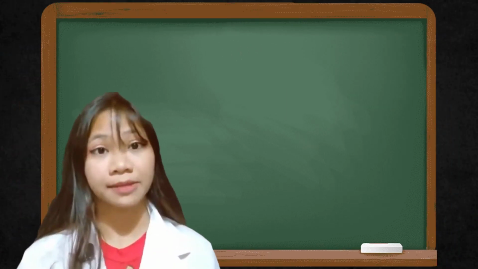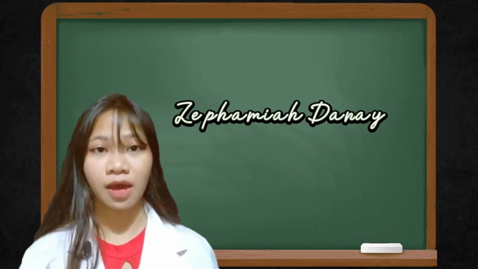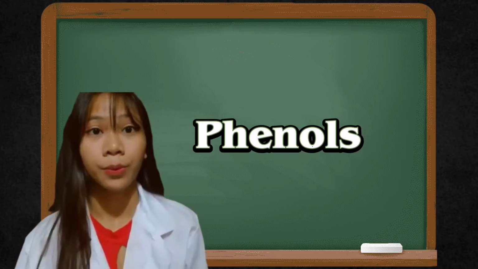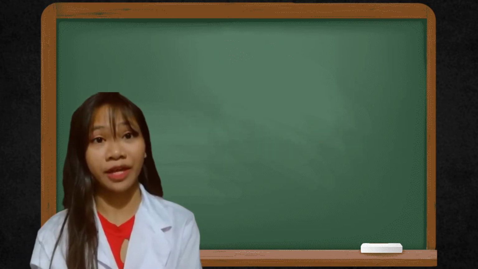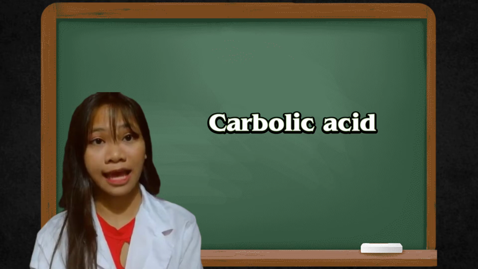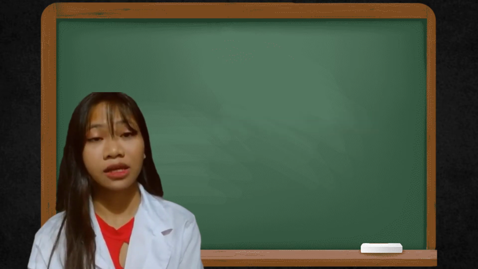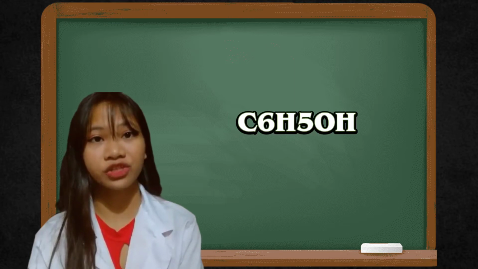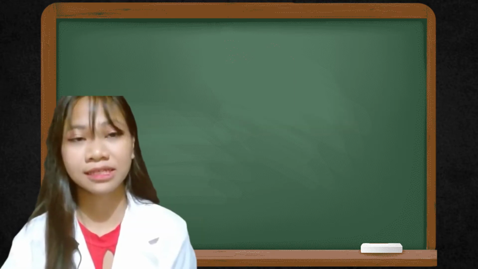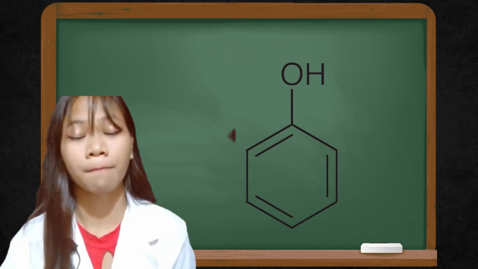Hi everyone, I'm Danay and I will be talking about phenols. What is phenol? Phenol is also known as carbolic acid. It is an aromatic organic compound with the molecular formula of C6H5OH. This molecule consists of a phenyl group bonded to a hydroxyl group.